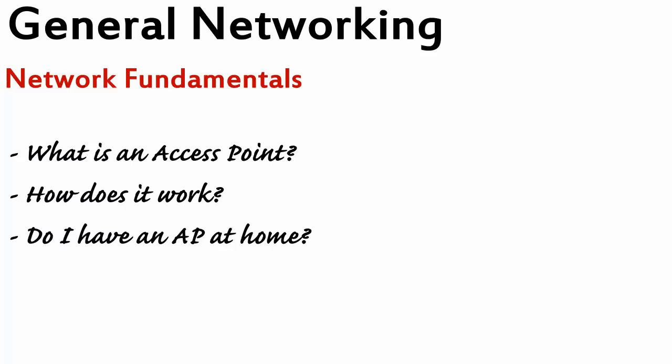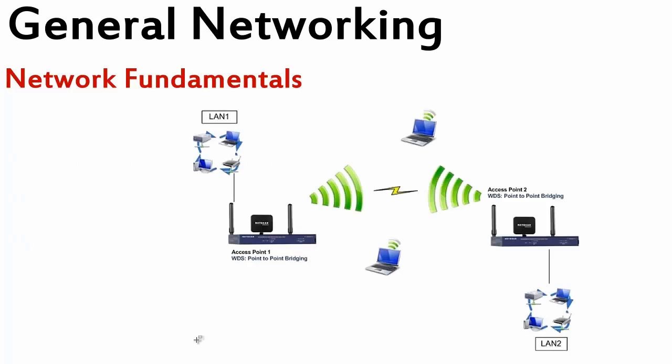We're going to talk about access points in general, show you how they work, and of course, do I have an access point at home? A wireless access point is just a device that will allow your wireless devices to connect to wired networks using Wi-Fi. You need a wireless card in your laptop, in your phone, in your printer. Then you need an access point that will be connected to your main network. That's a very basic definition of an access point.